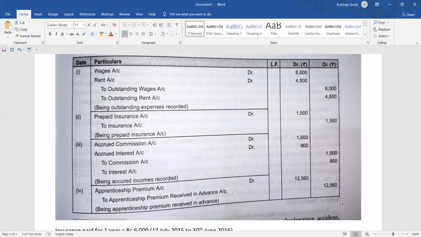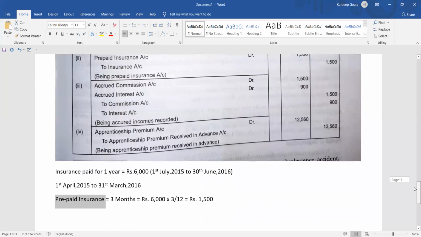Being apprenticeship premium received in advance. I hope all of you have understood this chapter, this particular question.